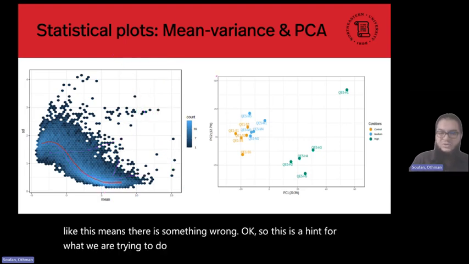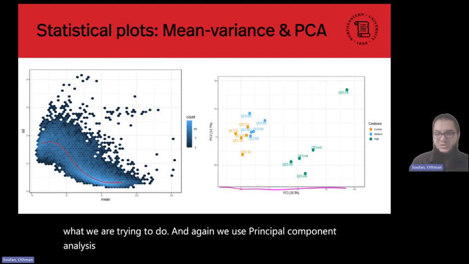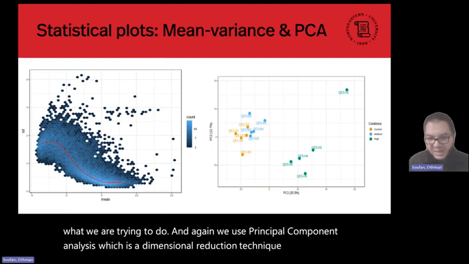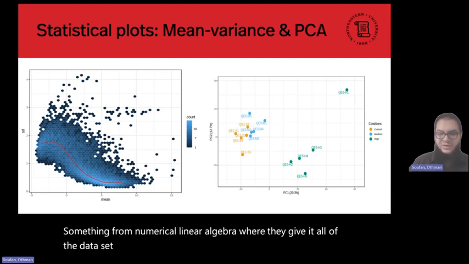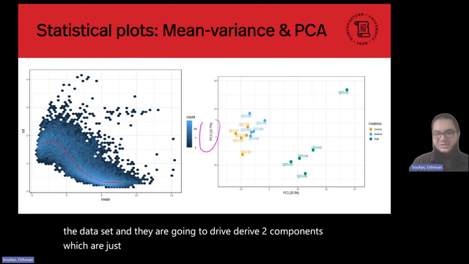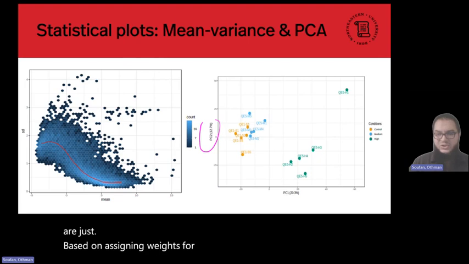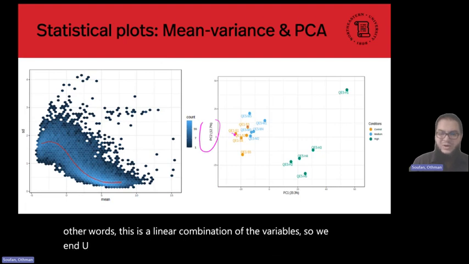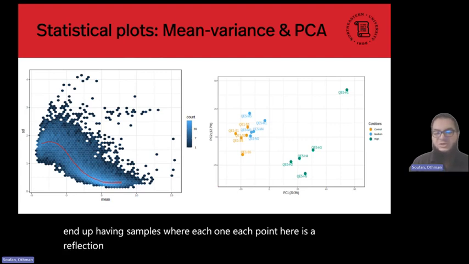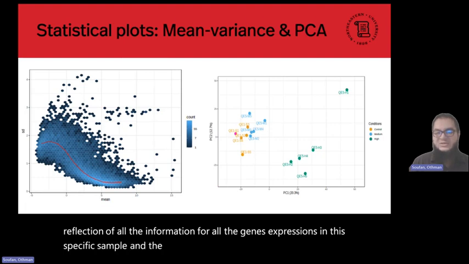And again, we use principal component analysis, which is a dimensionality reduction technique, something from numerical linear algebra, where you give it the whole data set and derive two components, which are based on assigning weights for all the dimensions you have. In other words, this is a linear combination of the variables, so we end up having samples where each point is a reflection of all the information for all the gene expressions in this specific sample. And the same thing here, of all genes.